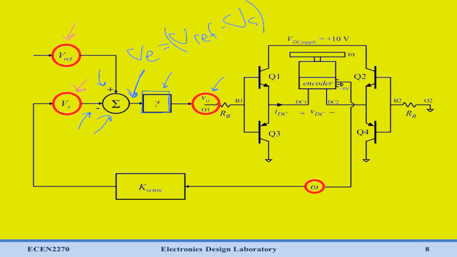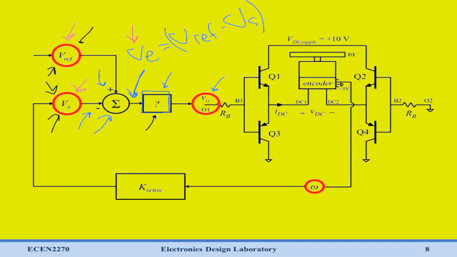Now what exactly goes into the block is pretty important here, because notice that what we want to do is have V error be 0. We want these two quantities to be the exact same, so our motor speed is the speed that we want it to be. And in order to do that, we're going to use an integral controller inside this block.